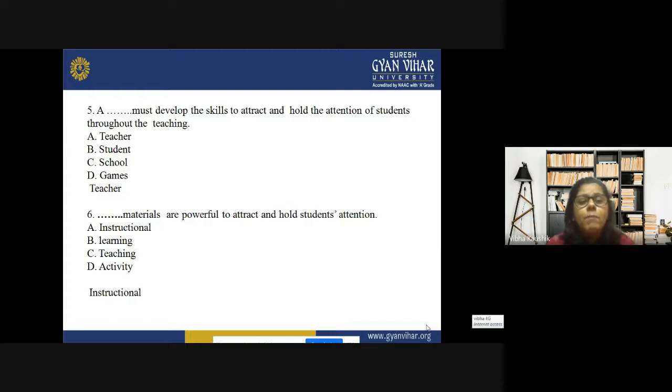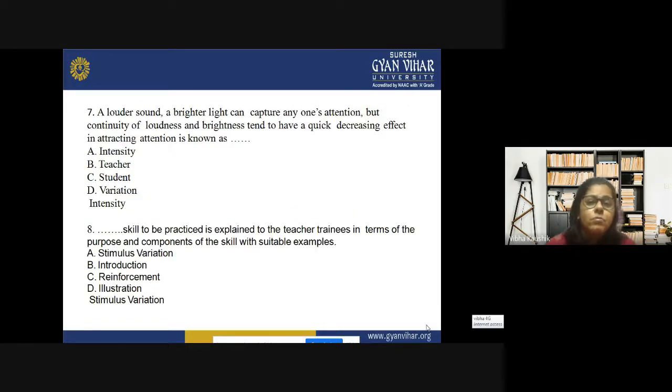Dash materials are powerful to attract and hold students' attention. Options are A. Instructional, B. Learning, C. Teaching, or D. Activity. The correct answer is option A, that is instructional. A louder sound or a brighter light can capture anyone's attention, but continuity of loudness and brightness tends to have a quickly decreasing effect in attracting attention. This is known as what? Options are A. Intensity, B. Teacher, C. Student, or D. Variation. The correct answer is option A, that is intensity.